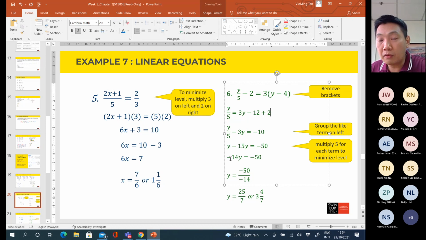Then move the negative 14 to here and simplify. All right, get the answer for y. All right, next.